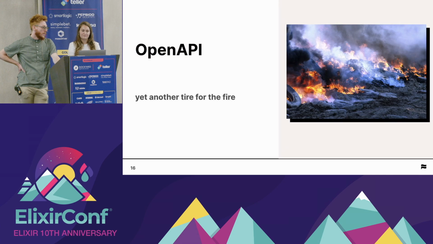So, what about another standard? Is it even the right choice? I don't know. We've got a mature code base, and the golden path for OpenAPI is to write a specification first, and then your endpoints after.